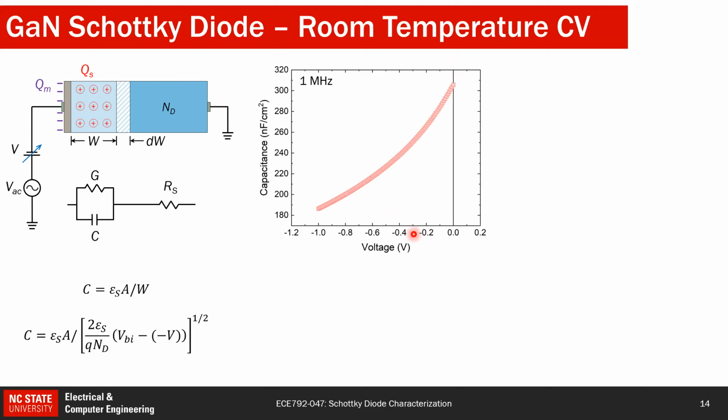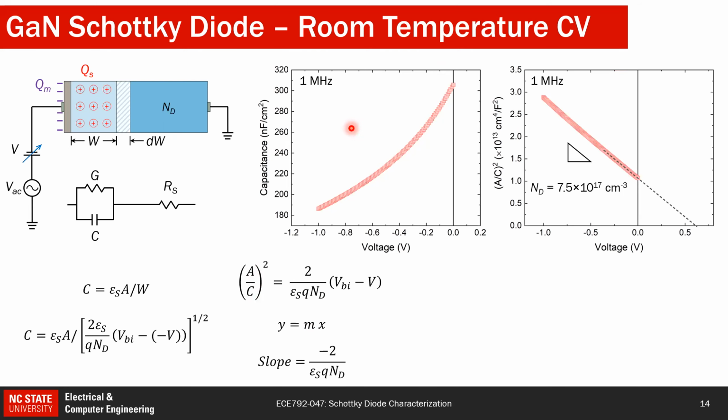And from this equation, if you rearrange it in a way that you can get a line equation, you can now have a slope. So if I plot 1 by C square, or A by C square graph, using the same data, I can have a straight line, and the slope of this line will give me the doping. And that's how I found the doping from the slope of this graph.